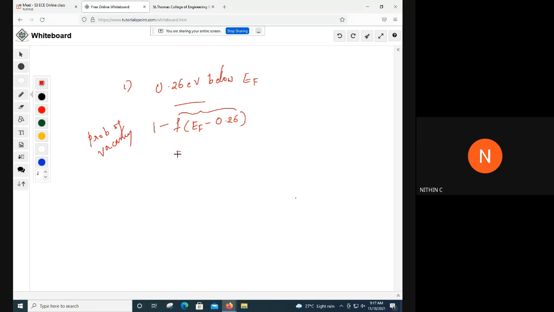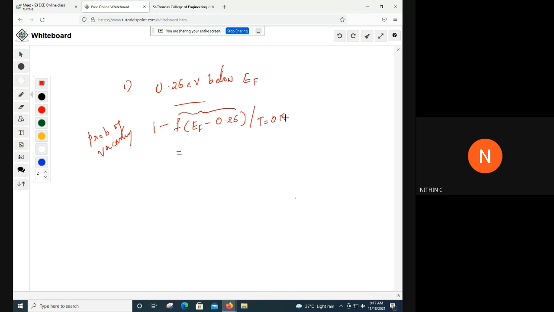Can anyone tell the answer quickly? At 0 Kelvin, what will be the answer? Final answer, 1 minus F of EF minus 0.26. Very sorry to say that this answer is wrong. 1 minus F of EF minus 0.26 at 0 Kelvin. Remember the graph at 0 Kelvin. What is the value of F of EF minus 0.26? What is the probability at an energy level below EF? What is F of E?